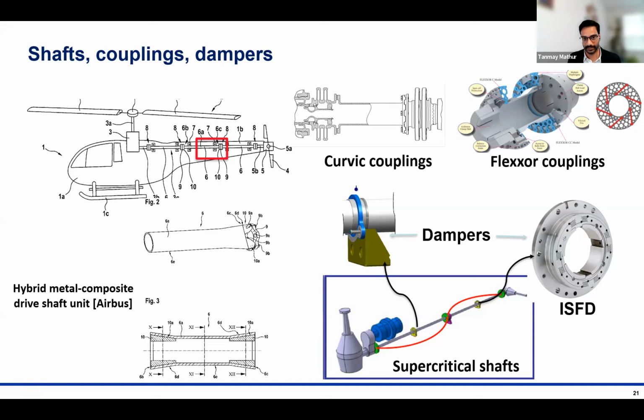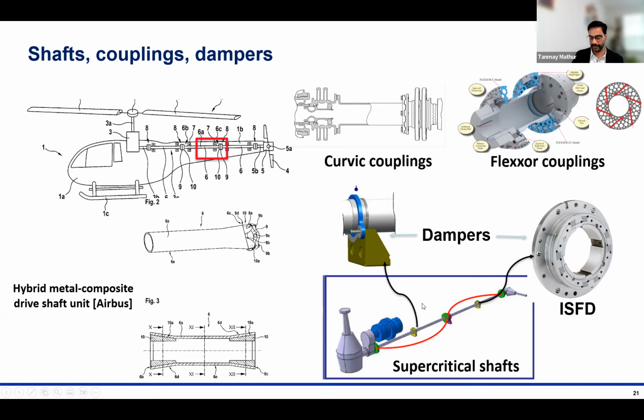These are some of the new advanced couplings which could be used in long shafting systems. They enable you to have a very high degree of misalignment while still maintaining the strength of the drive line. So you could have parallel as well as angular misalignment capability in this drive line.